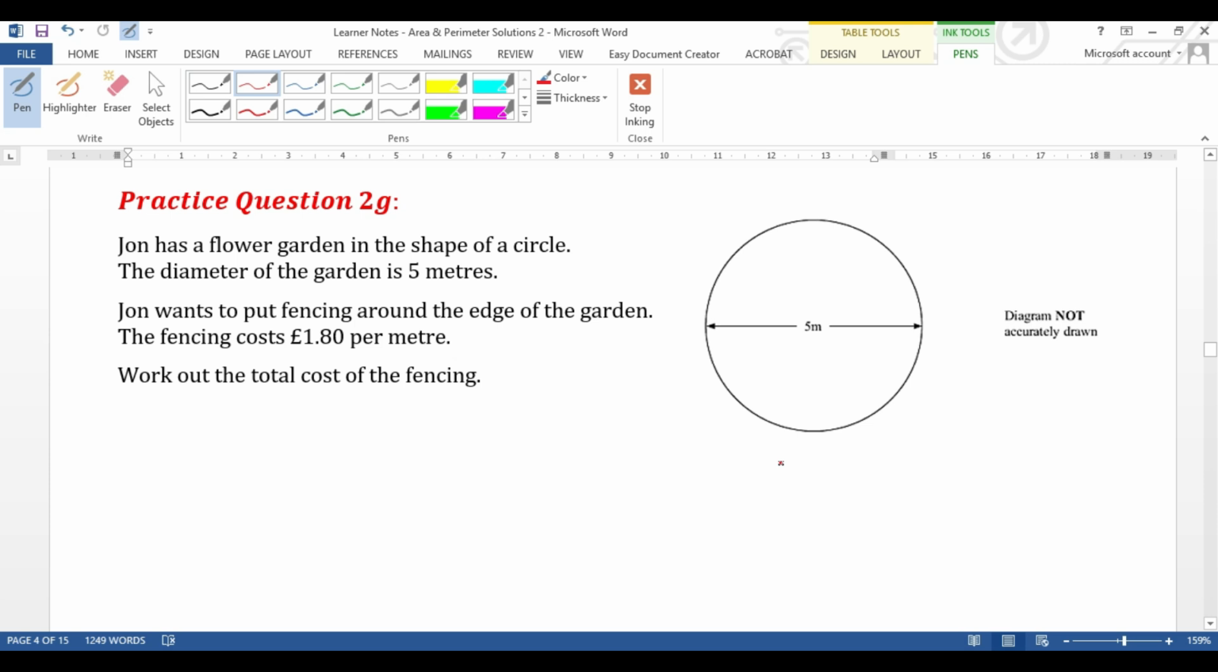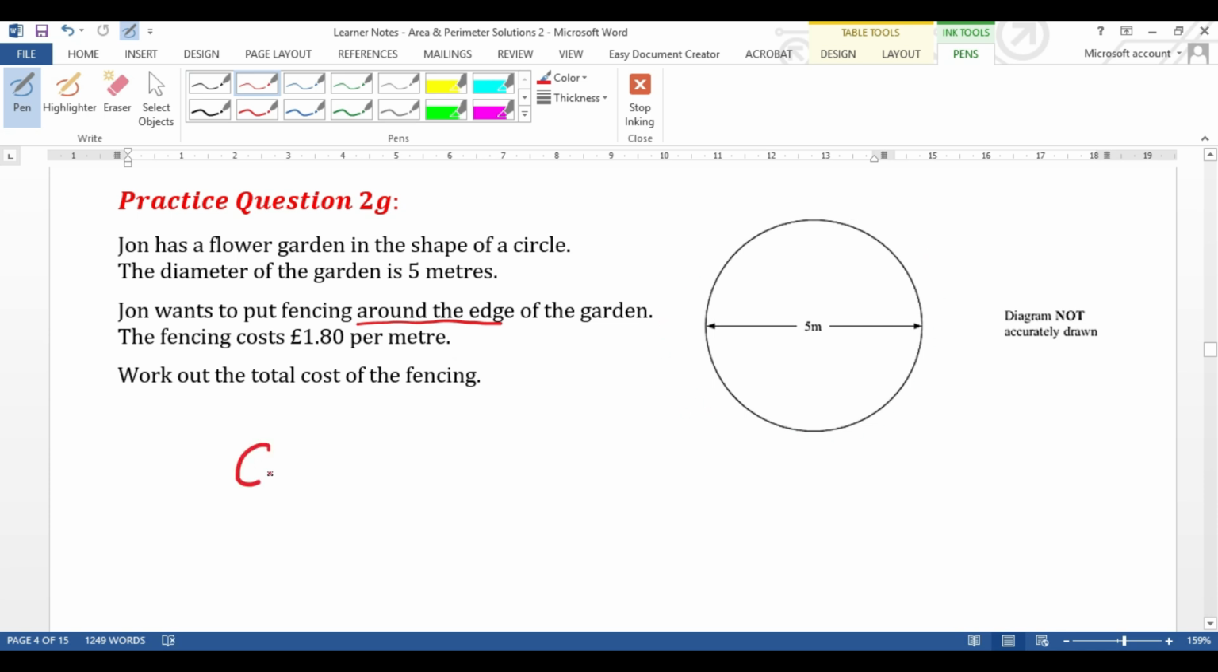Practice question 2G. John has a flower garden in the shape of a circle. Diameter of the garden is 5 meters. John wants to put fencing around the edge of the garden. Fencing costs £1.80 per meter. Work out total cost of the fencing. So first thing you should ask yourself, is it to do with area or perimeter? And hopefully you've noticed fencing is going to go around the edge of the garden. There's your big clue to tell you. Definitely to do with perimeter, or the fancy word for perimeter of a circle is circumference.